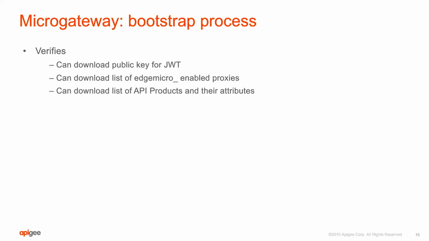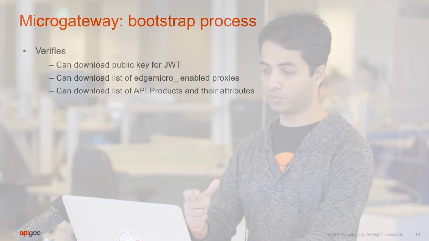So what really happens during the bootstrap process? As I just showed you, we downloaded the public key so that when you do an authentication using JSON Web Token or API key, it has the data it needs. It downloaded the list of Edge micro enabled proxies and also the products, to figure out which proxy is enabled for which product, so that it can do some internal verification quickly. That's what happens in the bootstrap process. And if any of these fails, it will tell you the message, and you basically don't have it successfully configured. Then you can just run the verify command again, and it will tell you what is missing here.